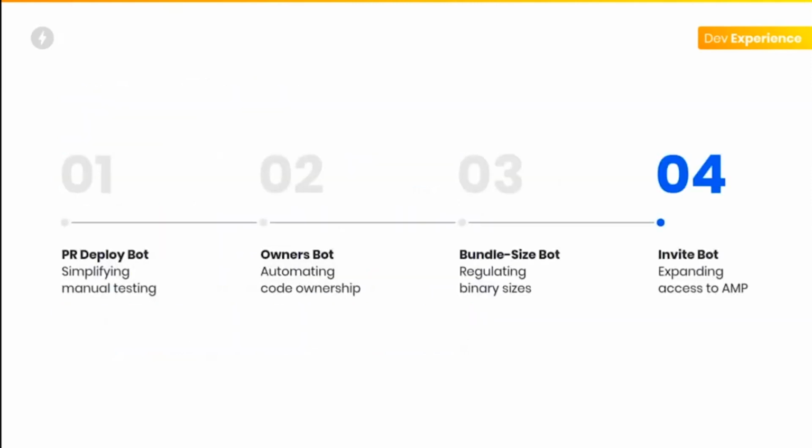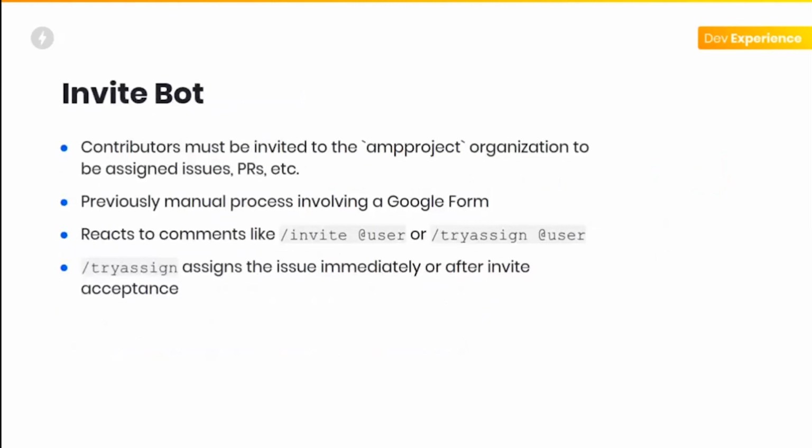Now, the final bot that I'm going to mention today helps us make the AMP project easily accessible to anyone who wants to contribute. In order to be assigned issues, request reviews, or tag a working group, a user has to be a part of the AMP project organization on GitHub. Now, anyone can join the AMP project organization, but previously this was a manual process. There was a Google form that was handled by the outreach working group. You would fill out the form, and maybe once a week, someone from the outreach working group would go through, look at the people who had recently requested to be joined, and they would manually send out invites.